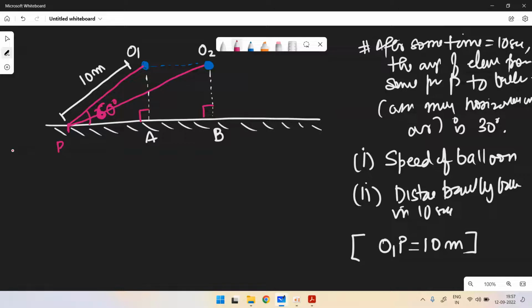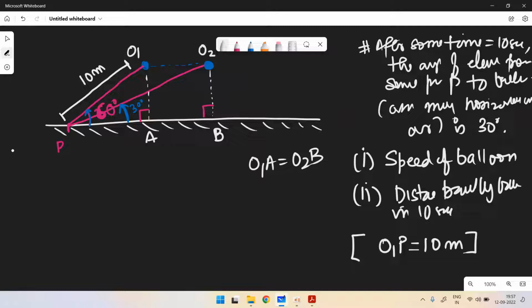Now, first is this 10 meters which is given to you. And one more thing is given: this angle is 30 degrees. This was the angle 60 degrees, and this was the angle 30 degrees. So from the figure you can see that O1A is equal to O2B. You know this thing. O1A is the same because height is always the same.